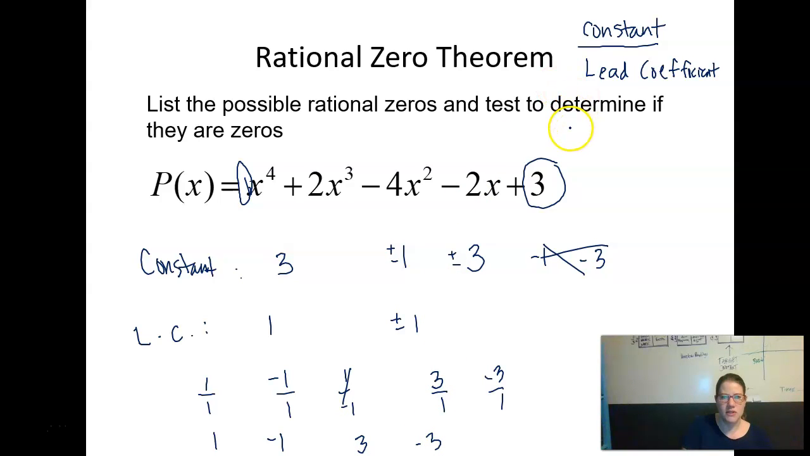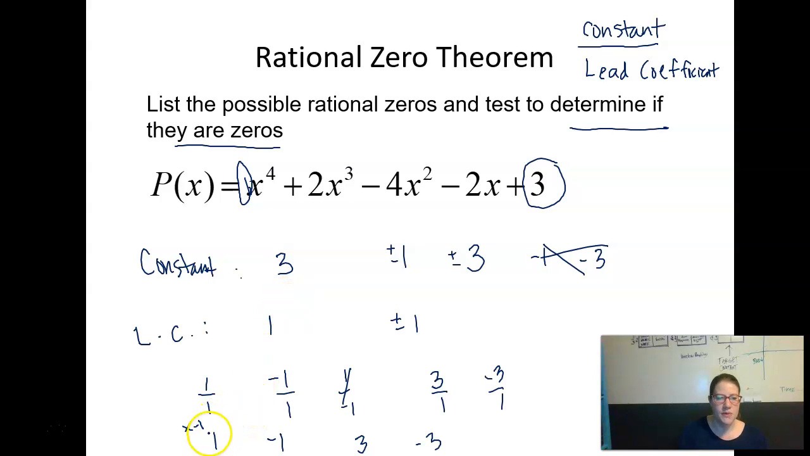Okay, and then it asks us to actually determine if they are zeros. So that's just what we did in the previous video. We can either take these values and plug them in for x and see if this evaluates to 0. If it does evaluate to 0, we will know that 1 is a zero of the polynomial because the remainder would be 0, right? The remainder theorem says if I plug this value in for x and it evaluates to 0, then it would be the same as dividing x minus 1 into x to the fourth plus 2x cubed minus 4x squared minus 2x plus 3, and it going evenly in. If it's not, it would not be.